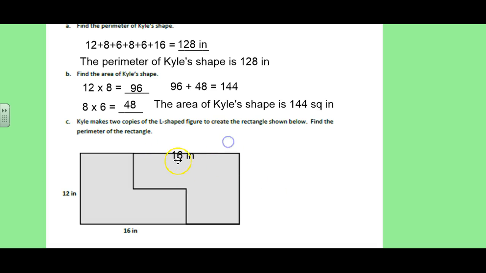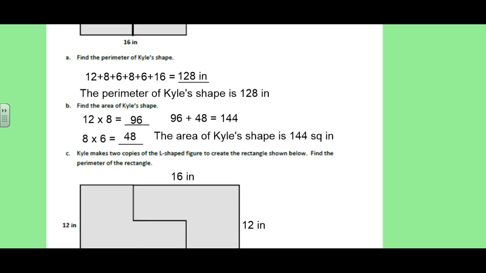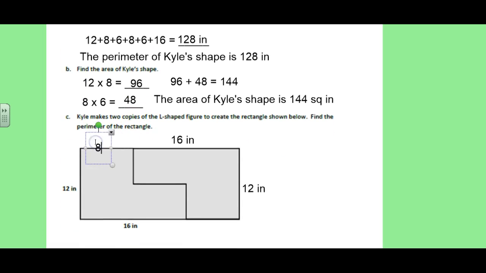Make sure you're labeling it on your paper as well. We know that this side length on the side is going to be the same over here. So that's 12 inches. And then we know that that one side length at the top that we were missing, I'm going to go back up here to make sure, is 8 inches. So we're going to put 8 inches right here, and we're going to put 8 inches right here. Now all we have to do is add all of these side lengths together to find the total perimeter of this new rectangle that he made.